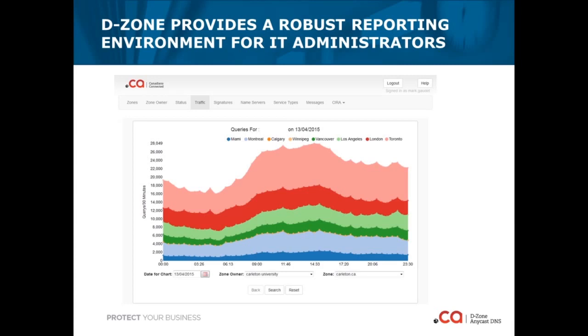D-Zone also provides a robust reporting environment. So not only can you get a level of reporting that maybe you haven't had access to in the past on your query traffic, where your highest traffic nodes are, you also can set it up for alerts. So you're the first to know if something unexpected is going on in your network.